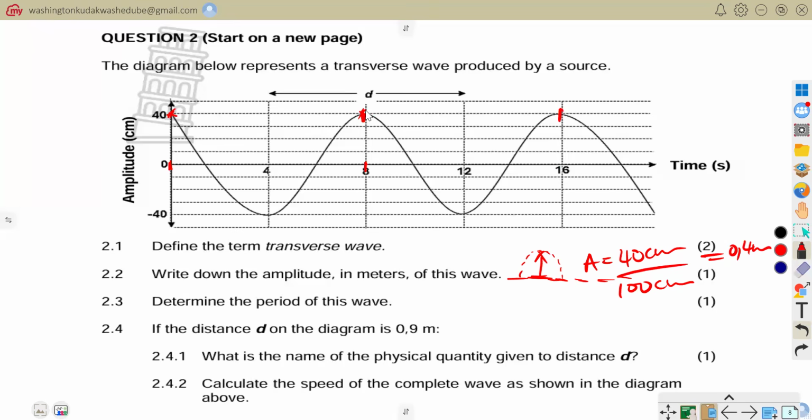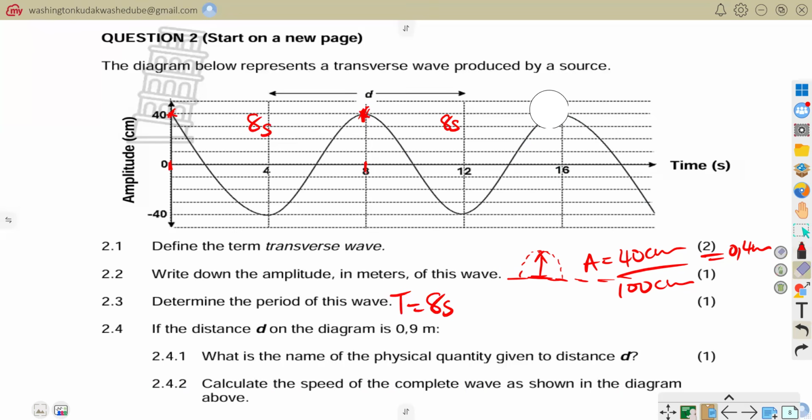Or else from this crest to that crest. That means it is from 8 to 16. 16 minus 8, we have got 8 seconds. So we are saying that we take 8 seconds to complete one wave. That becomes our time period. So our time period is equal to 8 seconds. And then now they are saying, if the distance d on the diagram is 0.9 meters.